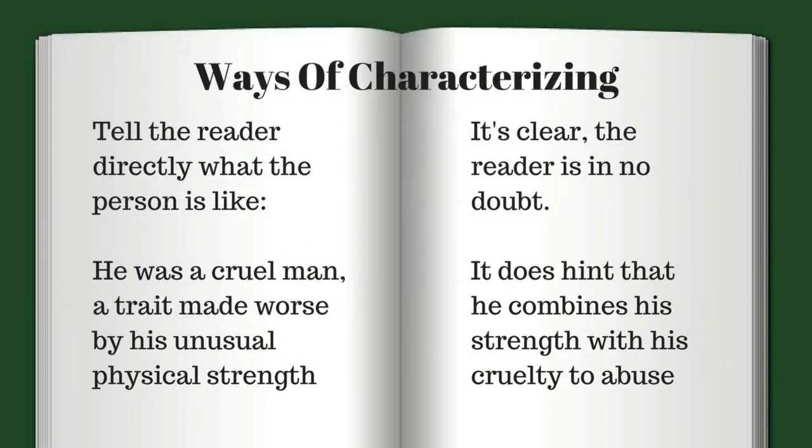So the first way of characterization is to tell the reader directly what the person is like. Here's another example. He was a cruel man, a trait made worse by unusual physical strength. So it's pretty clear, and the reader knows that this man uses his strength and his cruelty to overcome and abuse others.